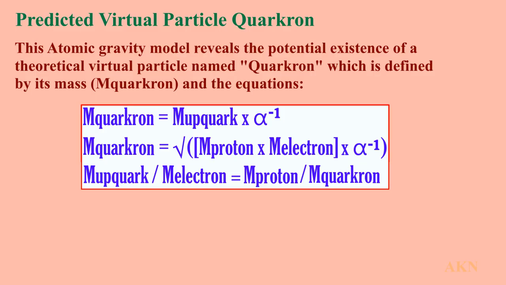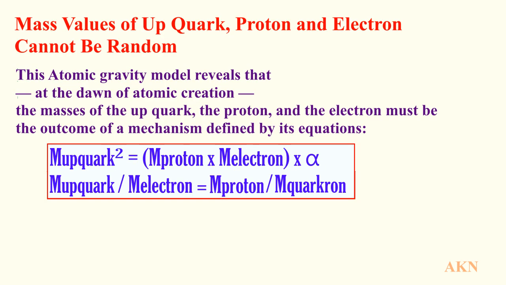The mass ratio between an up quark and an electron is the same as the ratio between a proton and a Phi Quark. This atomic gravity model reveals that at the dawn of atomic creation, the mass values of the up quark, the proton, and the electron cannot be random, but rather the outcome of a mechanism defined by the presented equations. The product of masses of two up quarks must be equal to the product of masses of one proton and one electron multiplied by the fine structure constant.